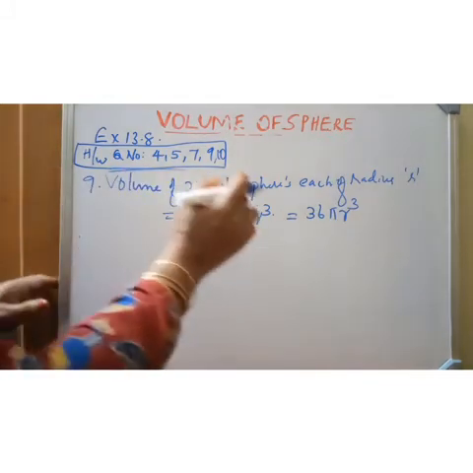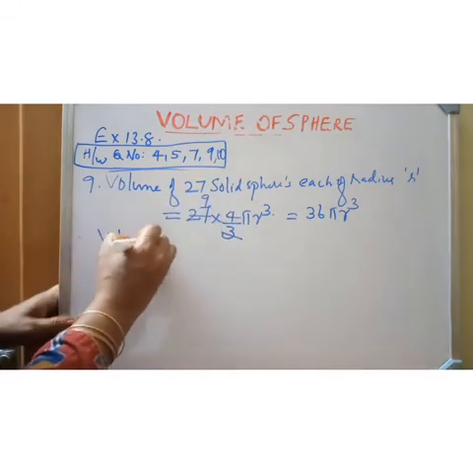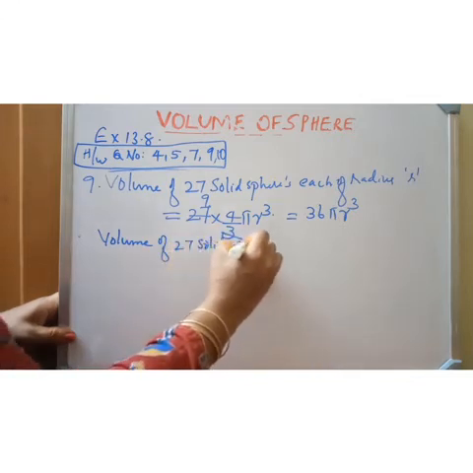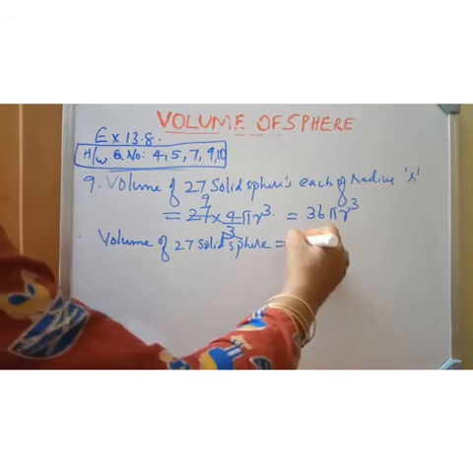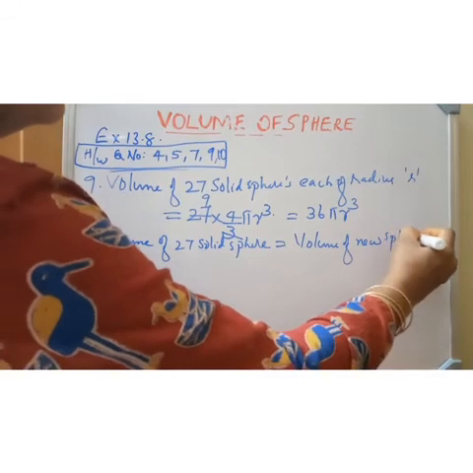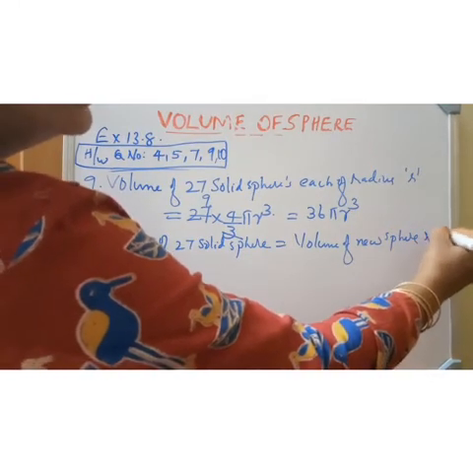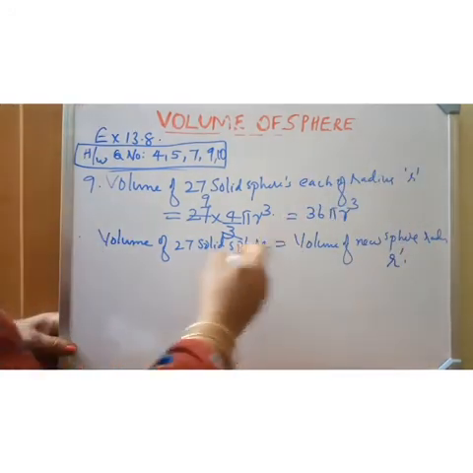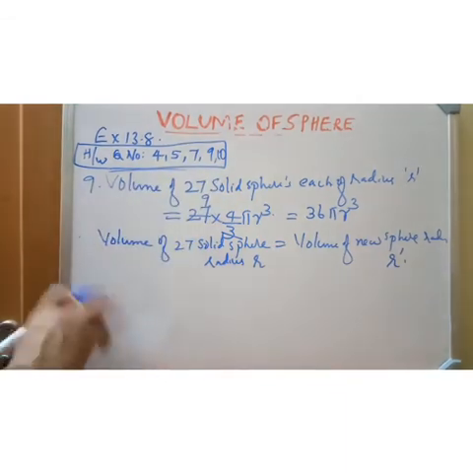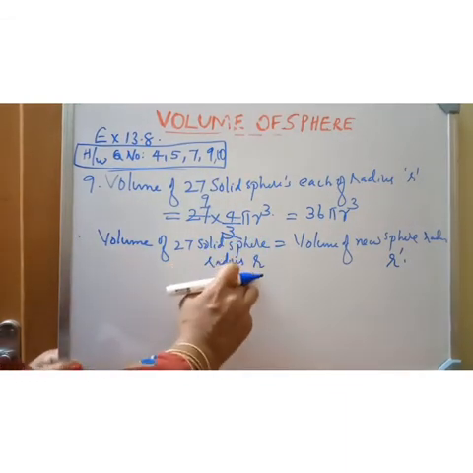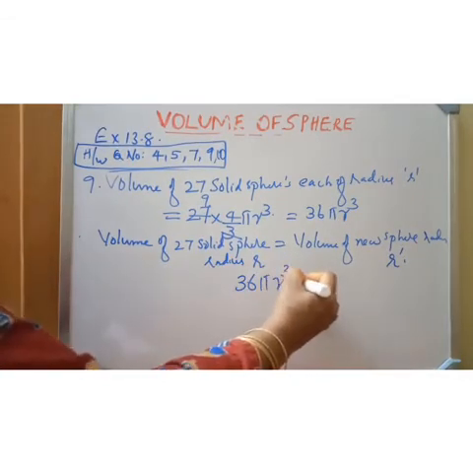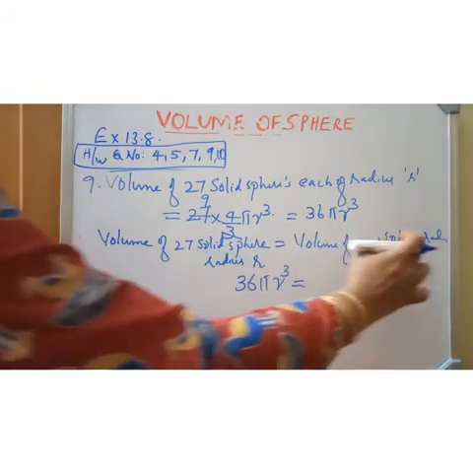Okay. So according to the question, what is given? The volume of 27 solid spheres with radius r is equal to the volume of a new sphere with a radius r dash. This is with radius r. This is with radius r dash. So the volume of 27 solid spheres of radius r we got as 36 pi r cube, isn't it? That is the same as the volume of a new sphere of radius r dash.